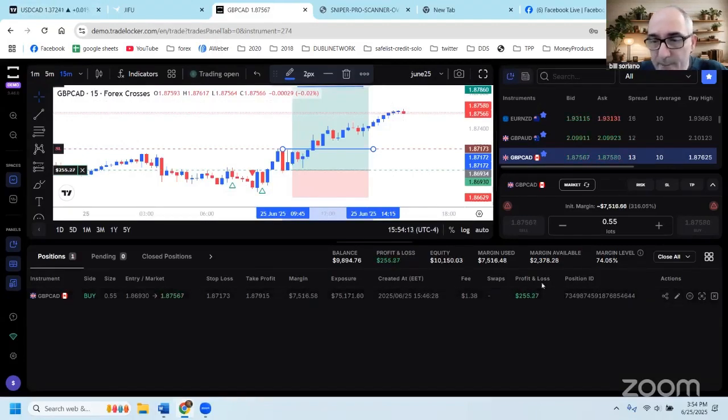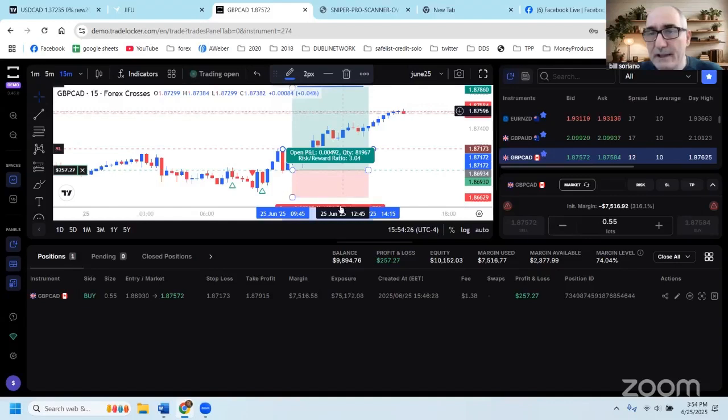Currently up about 2.5%, because there's a $100 risk on this. It's up about 253, 2.5%. Once it gets up 3% or $300, that's where I can lock in that $200 gain.